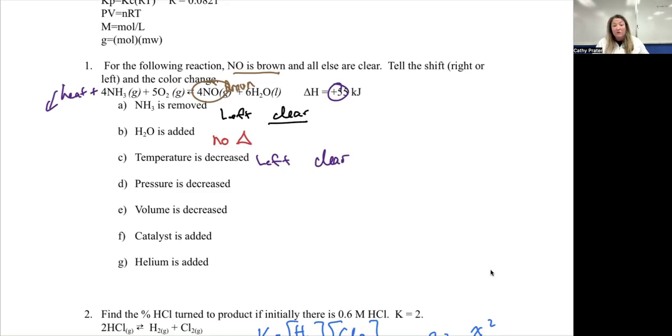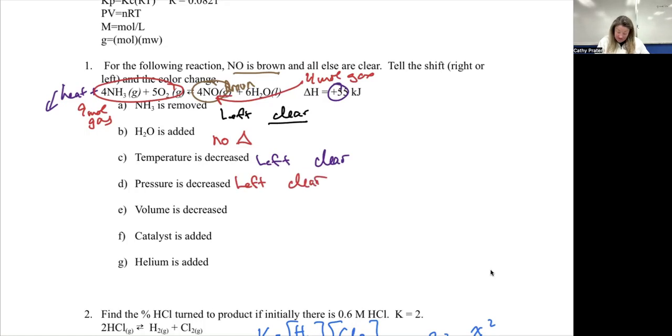For pressure and volume, we're looking at moles of gas. So make sure not to count the water. On the left-hand side here, we have 9 moles of gas. On the right-hand side, only the NO is gas, so we have 4 moles of gas. Pressure is decreased, makes the container bigger, more room, more stuff. It's going to shift towards the side with more moles of gas, giving us a left change, which is clear.